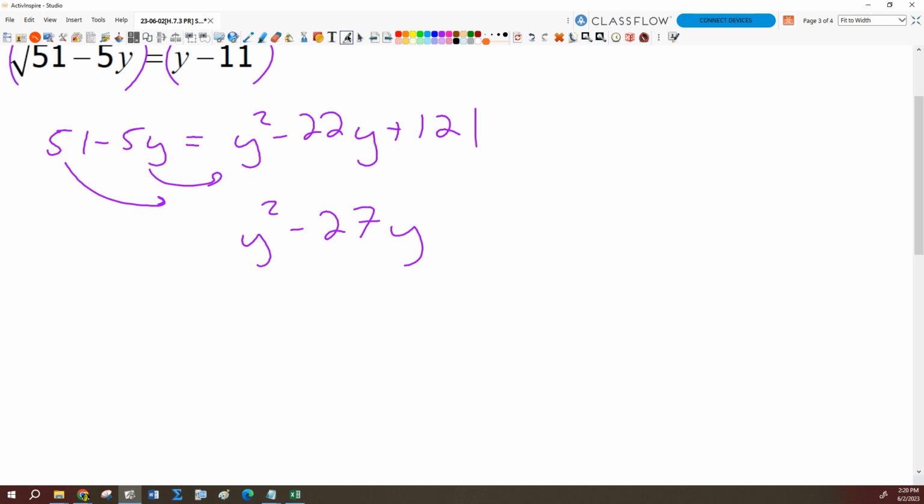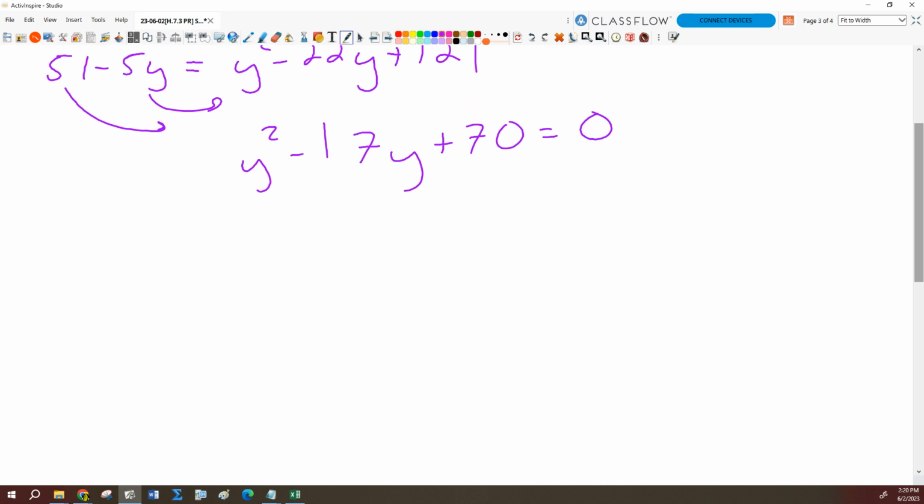And then 121 minus 51 is 70. Oh, what am I? 17, not 27. Okay. And that's all equal to 0. So I just have to solve that quadratic equation. Can you find magic numbers?